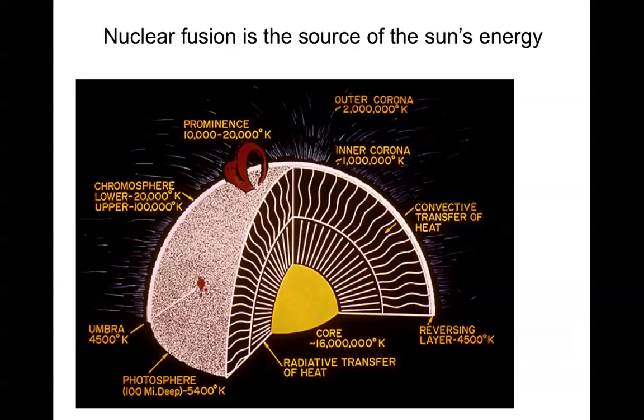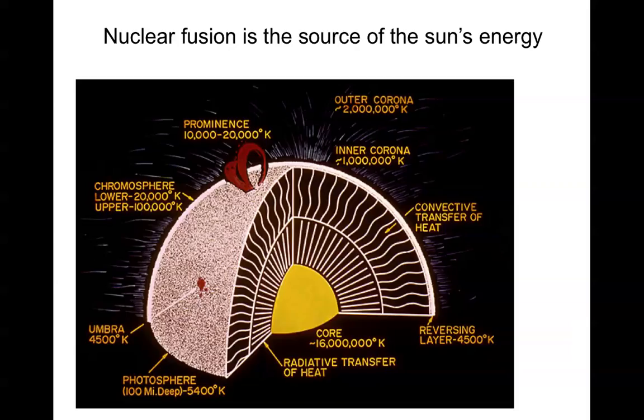Well, nuclear fusion is the source of the sun's energy, in particular fusing hydrogen to make helium. And we'll talk about nuclear reactions, nuclear fusion in particular, in another segment coming very soon. This happens in the very core of the sun because you need to have very high temperatures and very high densities for it to happen. So it's only the very inner part of the sun that's generating energy through nuclear fusion.